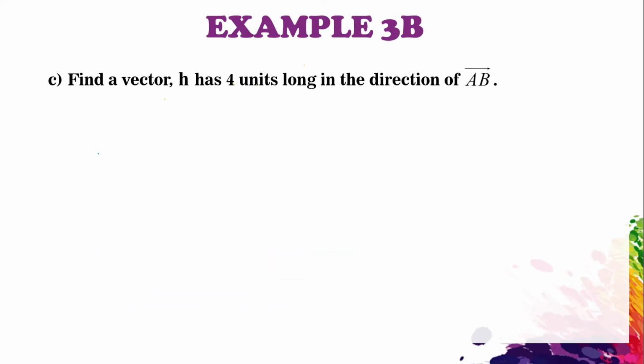Part C. Find a vector H that is 4 units long in the direction of AB. By notation, we can have H equal to 4 AB hat. So what is AB hat? AB hat is equal to vector AB divided by its magnitude. From the answer in part B, we're going to have negative 4i plus 7j minus 4k over 9.